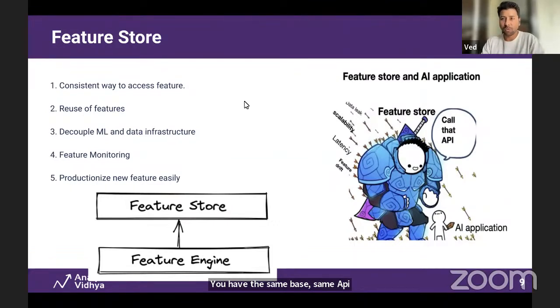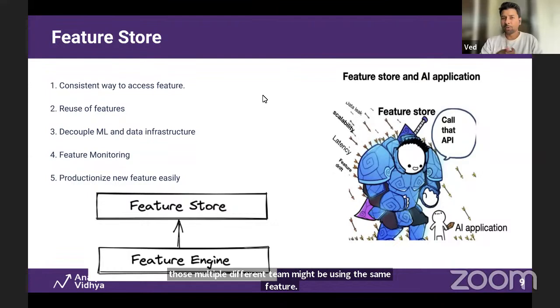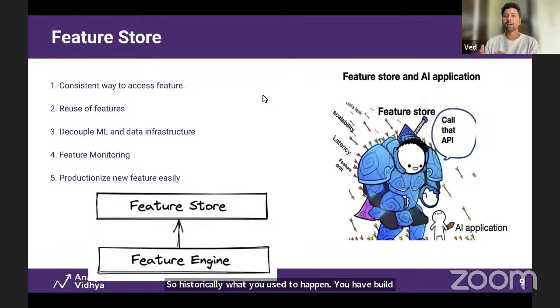Second is reuse of features. For example, within a company, there might be multiple different teams, and those teams might be using the same feature. Historically, you built your features for your model, and another team which wants to build a different model using the same feature had to redo all the work. Now they can reuse them because of the feature store.